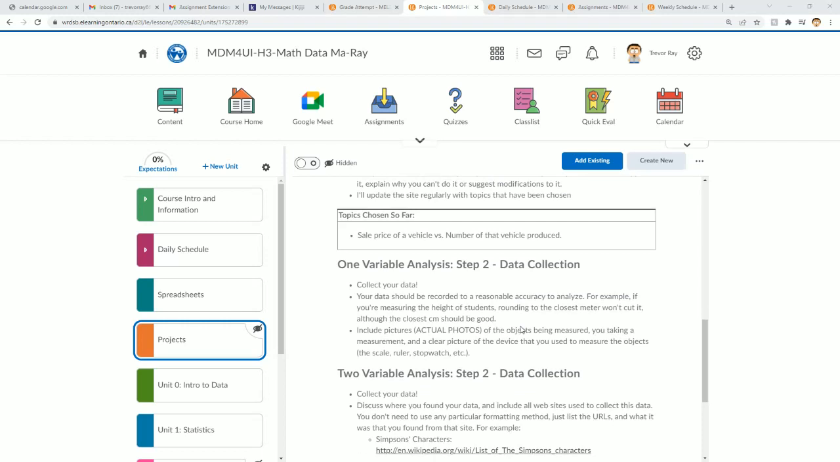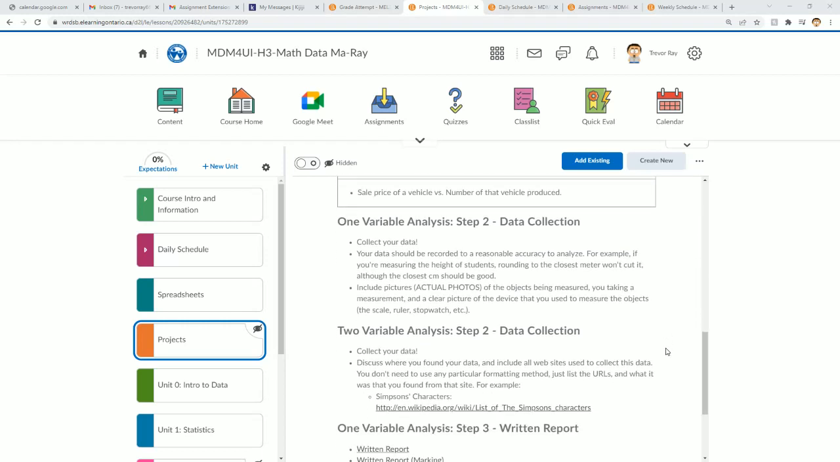All right, step two for each of the projects. Step two for the one variable analysis. I should point out that below this, we have the written report information, and it's got all the details, and I also have marking schemes available down there, so you can check those out. You probably want to read those ahead of time before you do all of this. At least read them over to see what you're looking for, to make sure that you're going to be able to do those things that are mentioned in the written report.